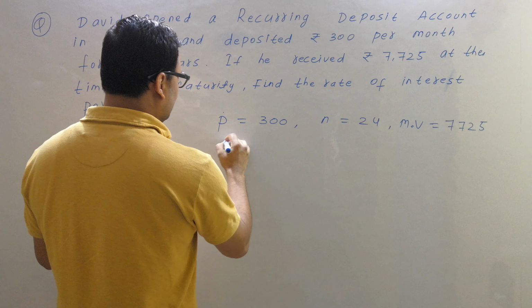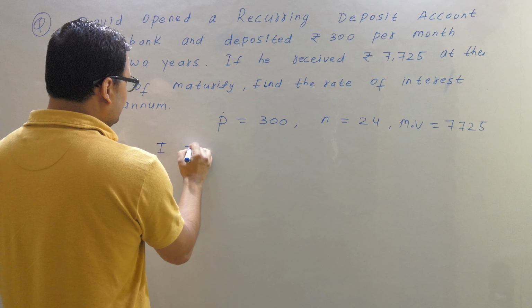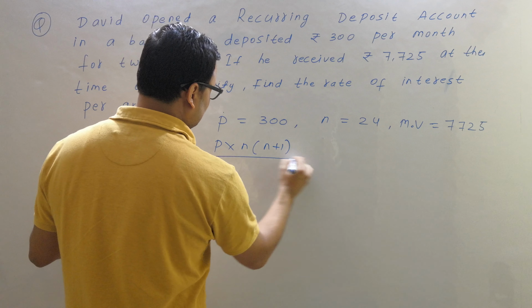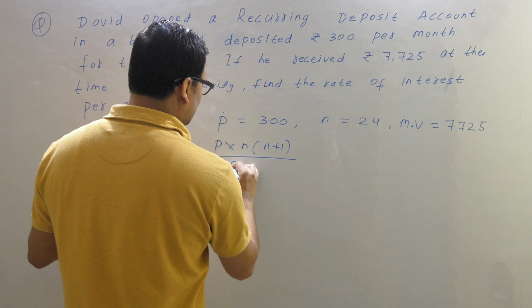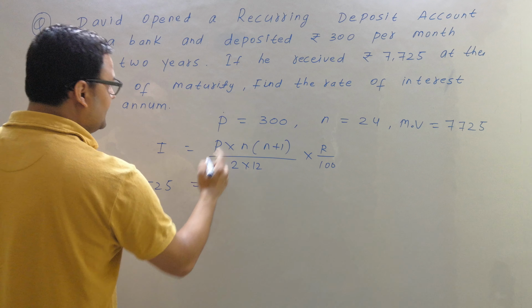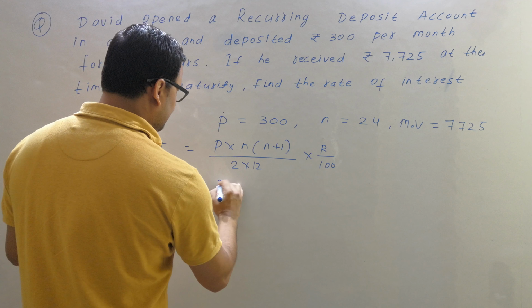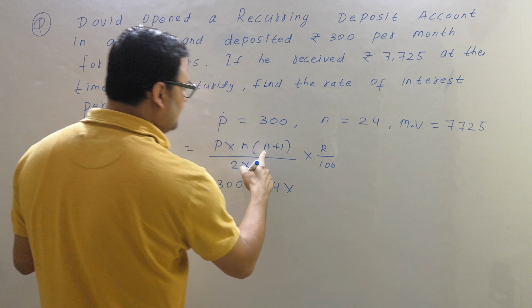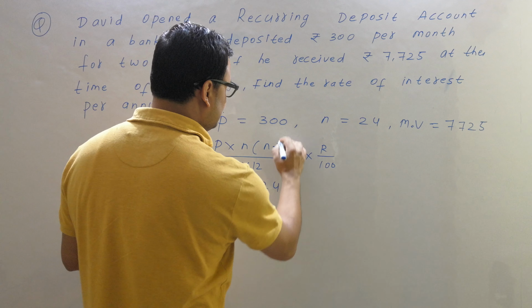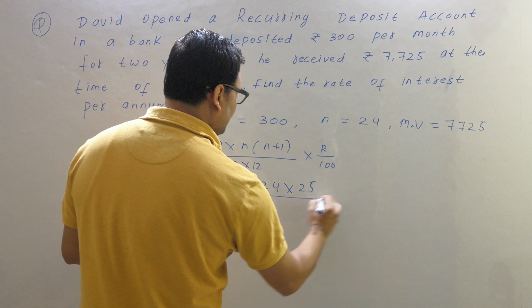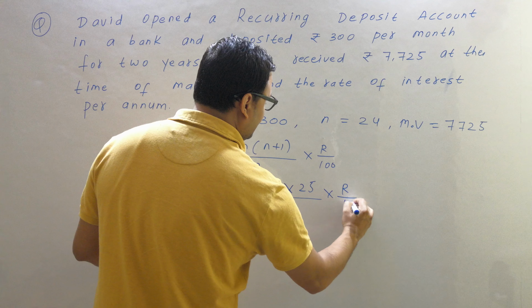Now the interest formula: I equals P into N into N plus 1, divided by 2 into 12, into rate by 100. Interest I is 525, equal to P, which is 300, into N, which is 24, into N plus 1, that is 24 plus 1, 25, divided by 2 into 12 into rate by 100.